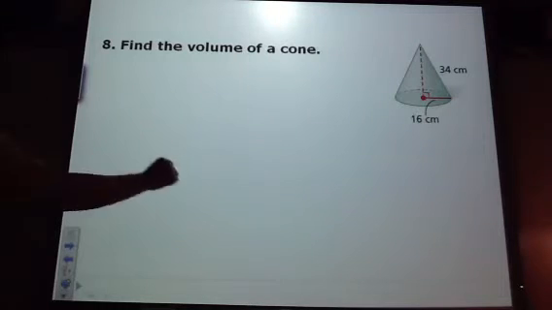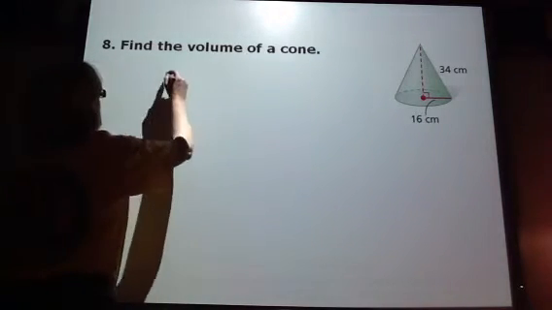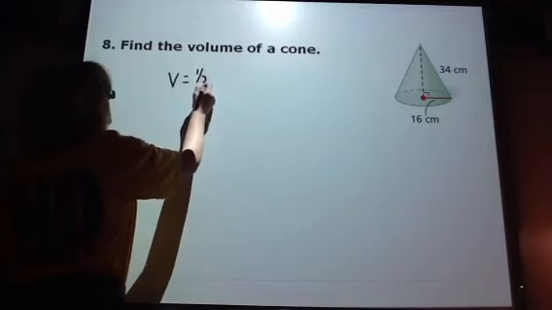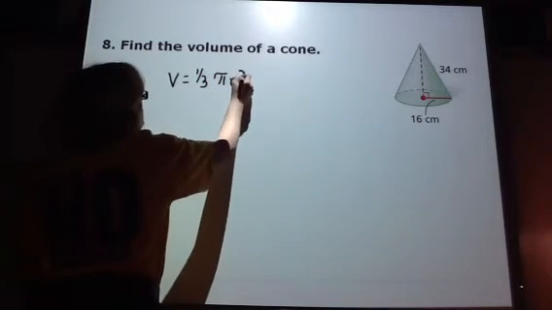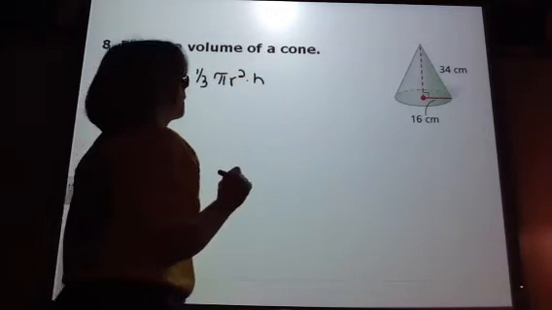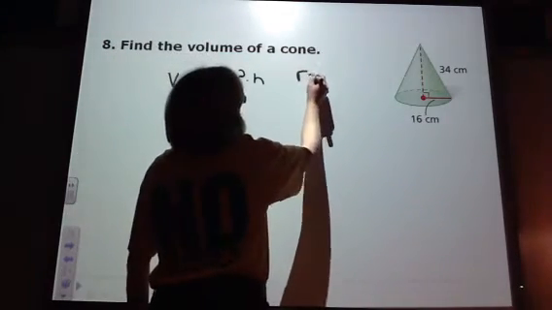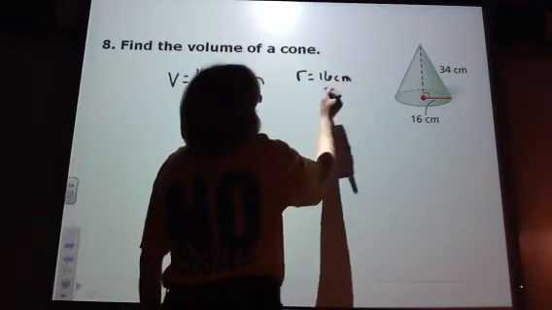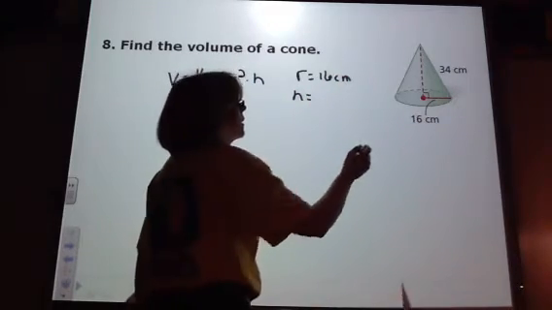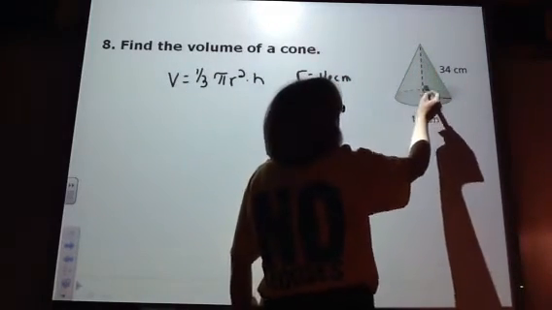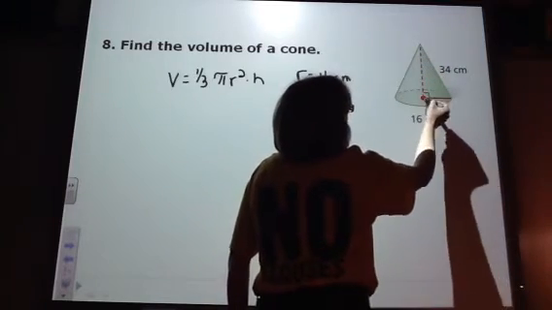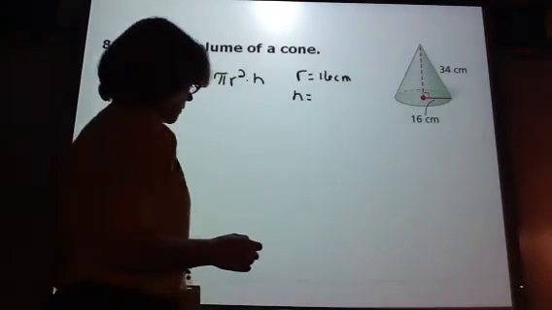Okay, now we're going to find the volume of this cone. So it's 1/3 pi radius squared times height. Radius is given, but our height is not. Our height is this dotted line right here. It's got to be perpendicular to the diameter of that radius right there.